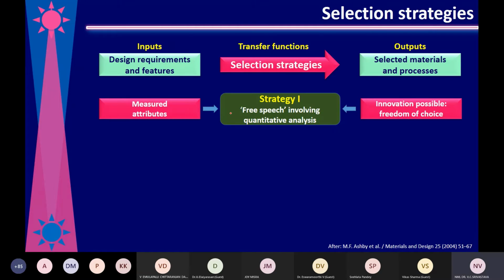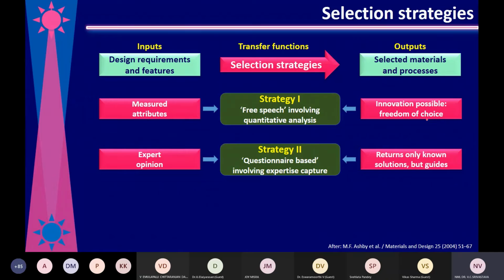this gives you free speech, meaning you know the properties and the whole gamut of processes at your doorstep. Now you have to choose from them. You are free with the quantitative values of the product, material and processes, so your freedom of choice is more and more. So you have the possibility of innovation there. Second is a questionnaire-based strategy. Means there are some experts available to you, and they say that for this product you can use this. So the possibilities you have become less and less, and only known solutions you will have. You will not have an open solution. Whatever the expert knows, he can guide you to get that. Okay.